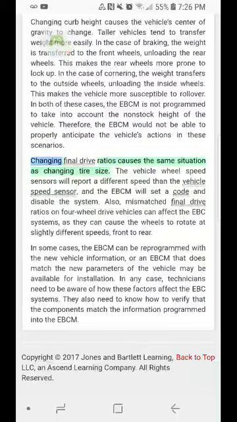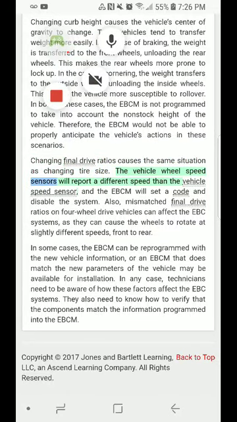Changing final drive ratios causes the same situation as changing tire size. The vehicle wheel speed sensors will report a different speed than the vehicle speed sensor, and the EBCM will set a code and disable the system. Also, mismatched final drive ratios on four-wheel drive vehicles can affect the EBC systems, as they can cause the wheels to rotate at slightly different speeds, front to rear.